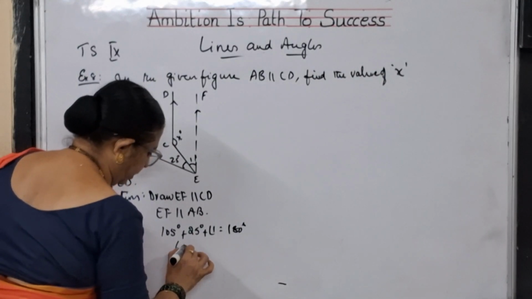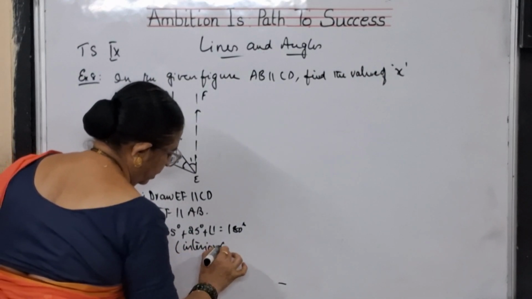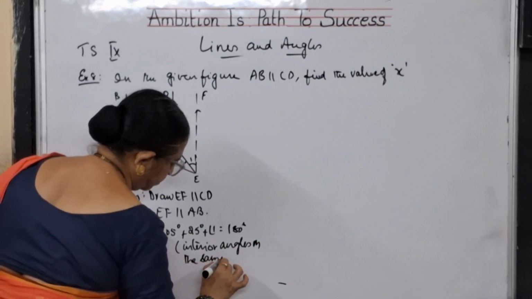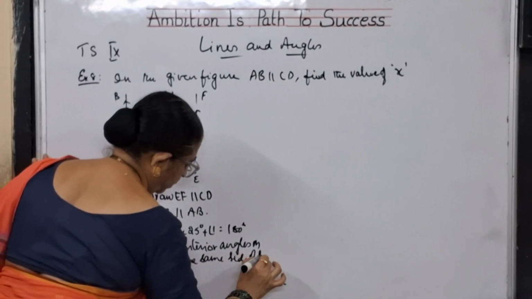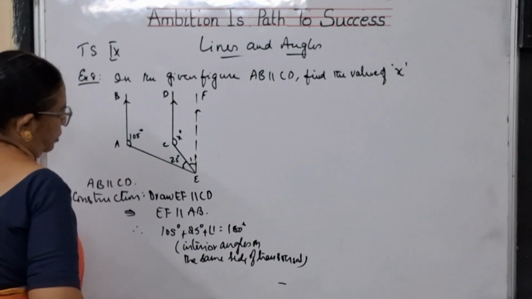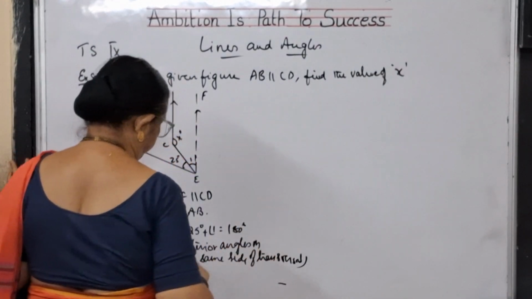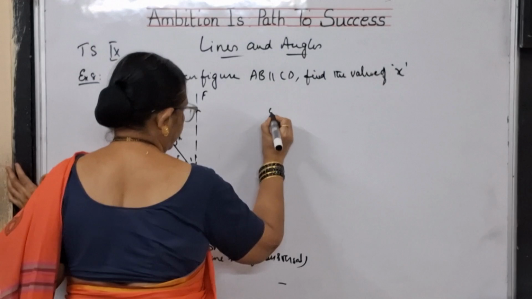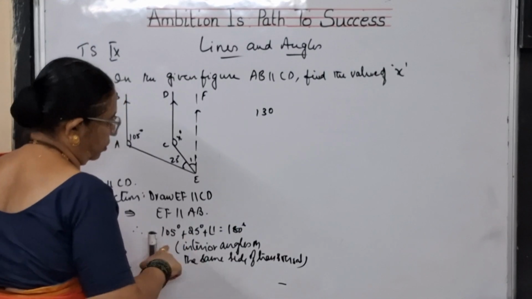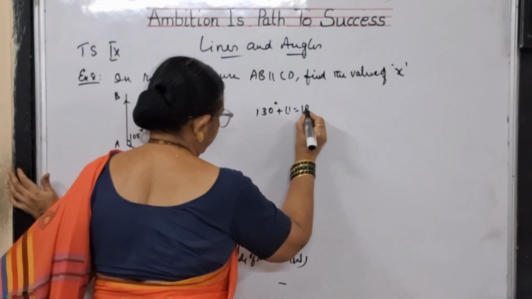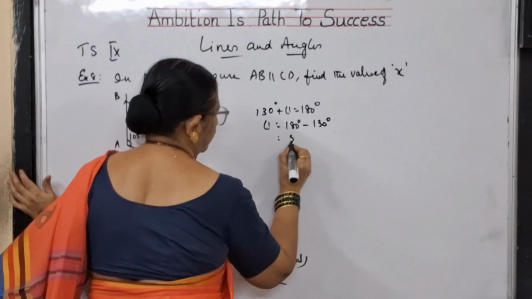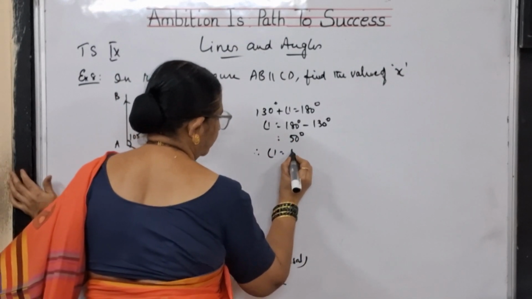So what is the reason that you will be writing? They are interior angles on the same side of transversal. So that means 105 plus 25. How much, children? 5 plus 5 is 10, so 130 you will be getting. 105 plus 25, 130 degrees, plus angle 1 is 180 degrees. So what is angle 1? 180 degrees minus 130 degrees, that is nothing but 50 degrees. So angle 1 is equal to 50 degrees.